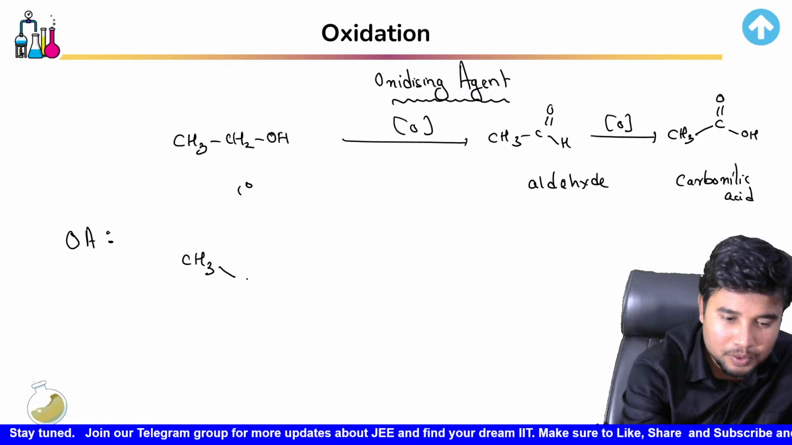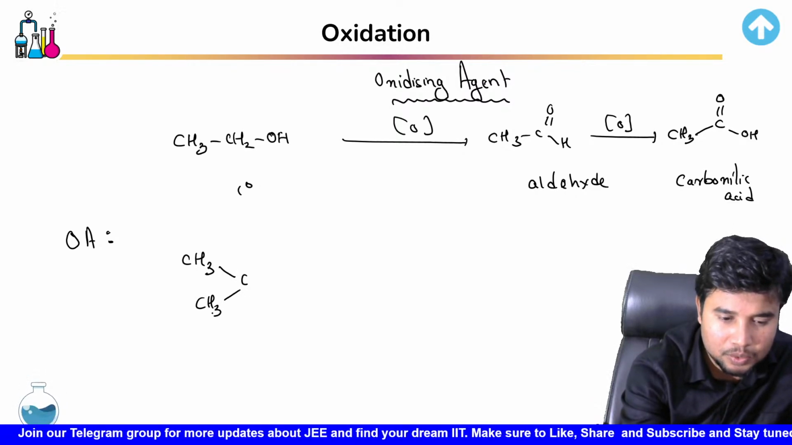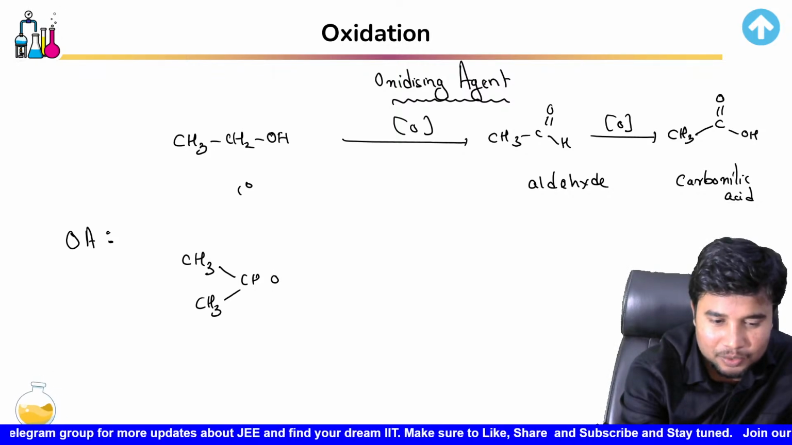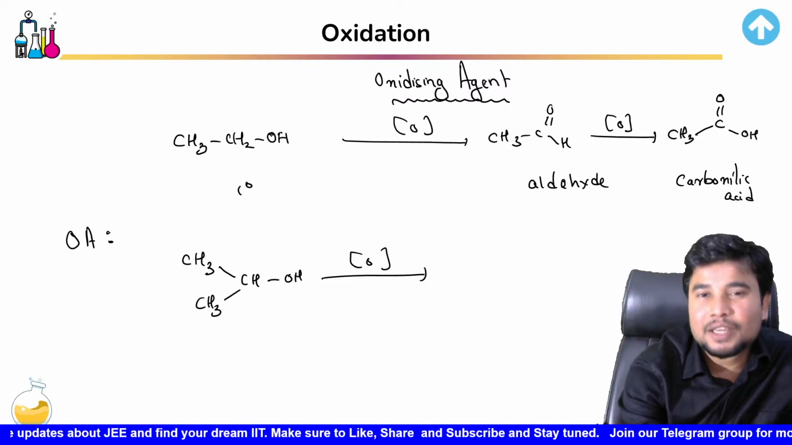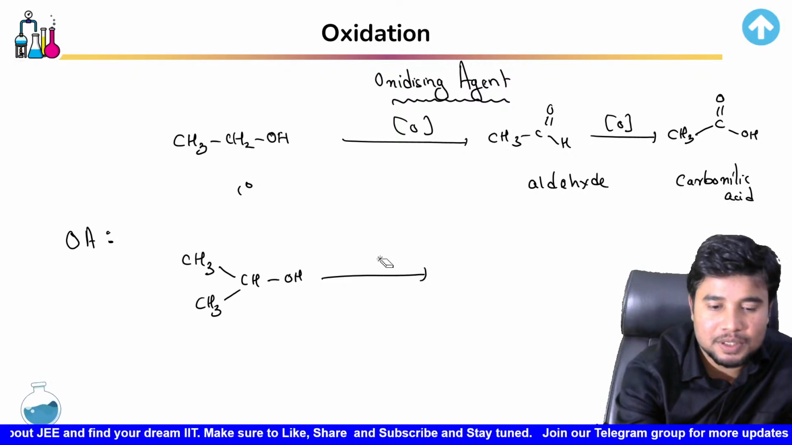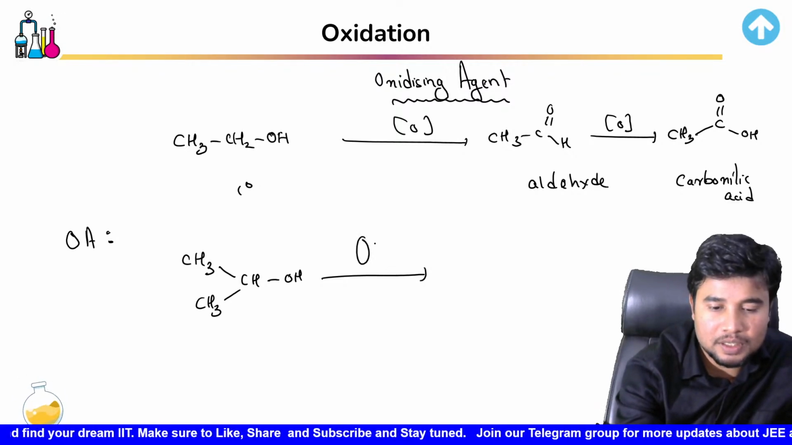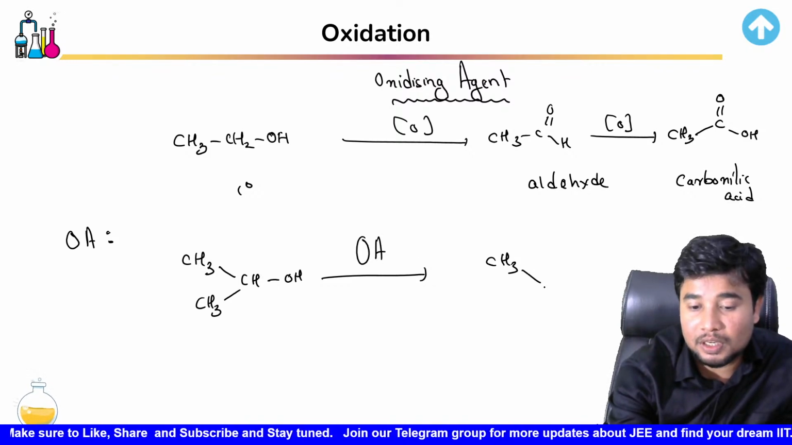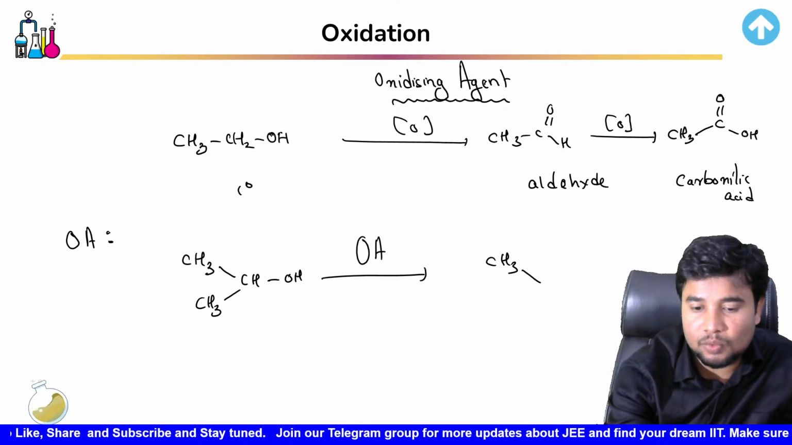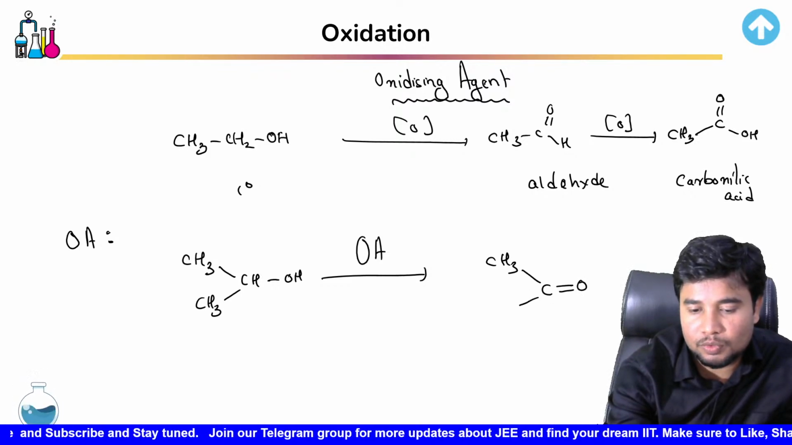Next is the possibility of a secondary alcohol. Now let us say you have an alcohol like this, and this is supposed to get oxidized. When you take an oxidizing agent over here, you know what happens, children? It gets oxidized. But this time it wouldn't give you a terminal CO group. Instead, it would give you a CO group over here.